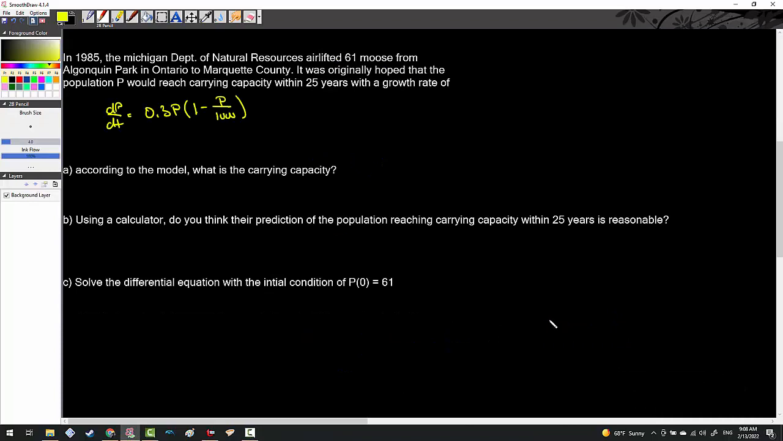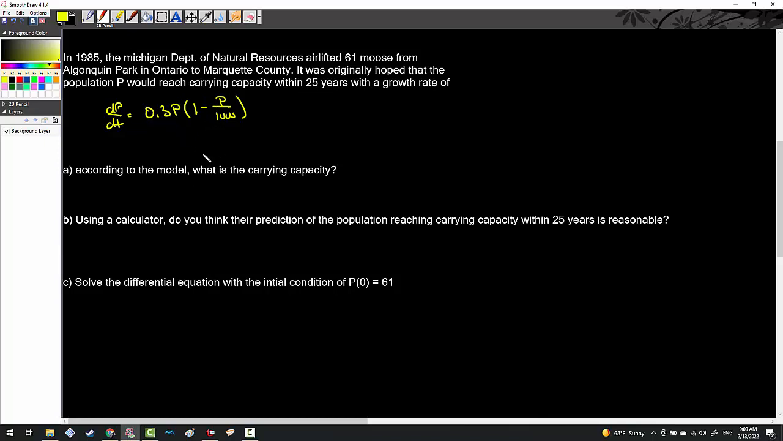In this next problem, they talk about how in 1985, the Michigan Department of Natural Resources airlifted 61 moose from the Algonquin Park in Ontario to Marquette County. It was originally hoped that the population P would reach a carrying capacity within 25 years with a growth rate given by a differential equation. First off, I apologize for not capitalizing Michigan. That was a missing of the shift button, but I think we'll be okay.